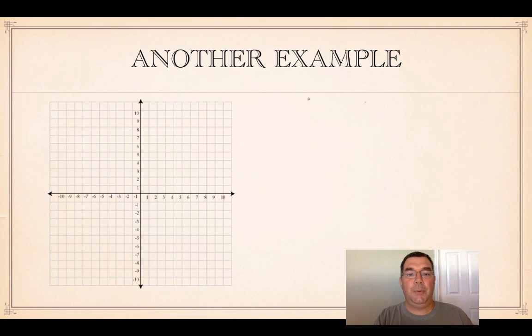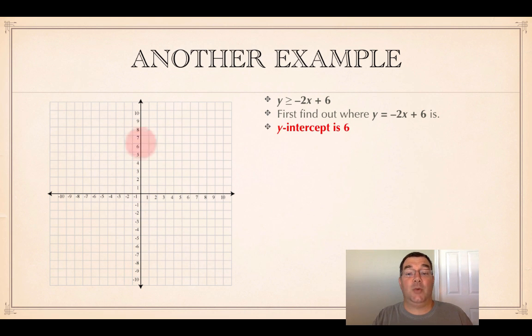Here's another example. If I have y is greater than or equal to -2x plus 6, I need to figure out where the boundary line is, so I change that inequality sign to an equal sign. The y-intercept is 6. This is in slope-intercept form, so the y-intercept is 6. The slope is -2, so if I rise -2 and I run 1, I get another point that's on the line. I now have 2 points that are on the line.